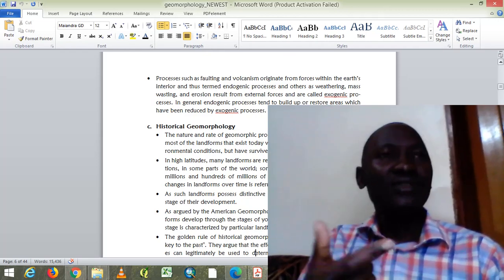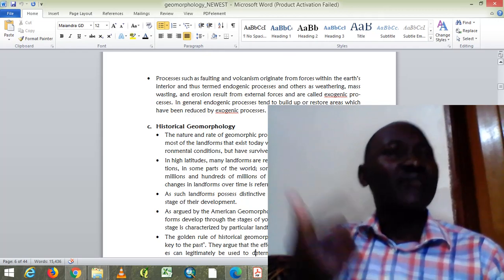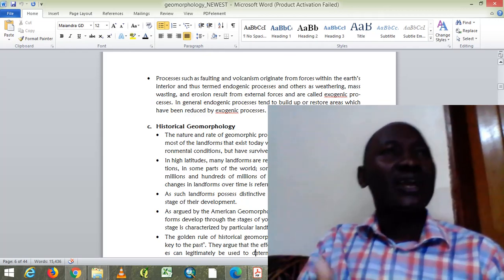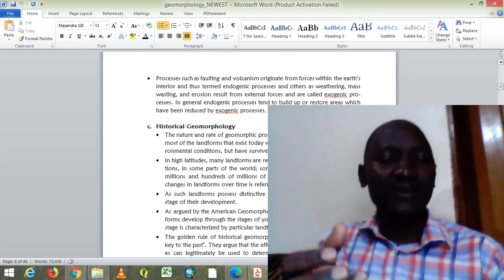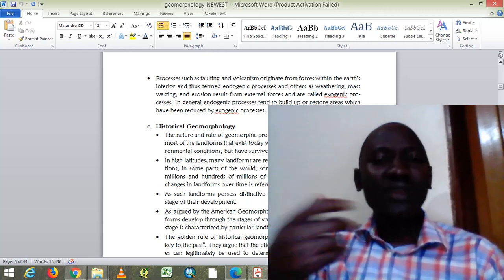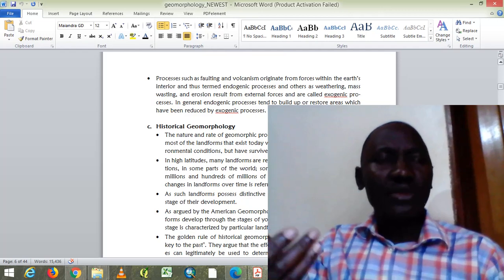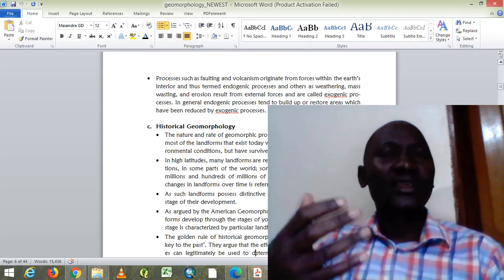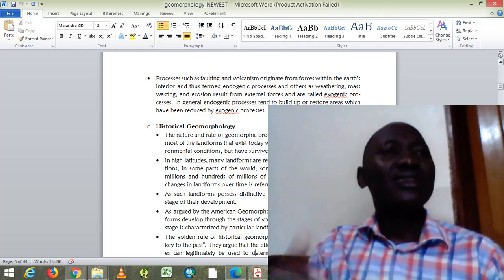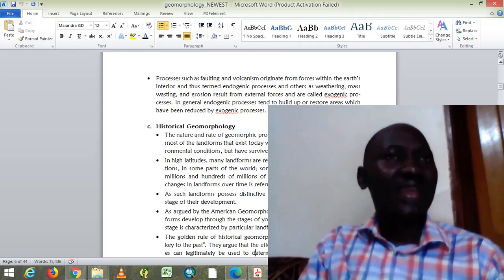Look at the nature of the slopes of Mount Elgon. There are slopes and the nature of the soils. These are areas with thick soil layers. You go to Rwenzori, the soils are quite thin. So you look at areas with concave slopes, others with convex slopes. These are all attributed to the stage at which they are.